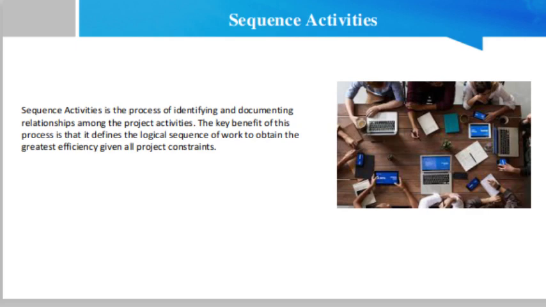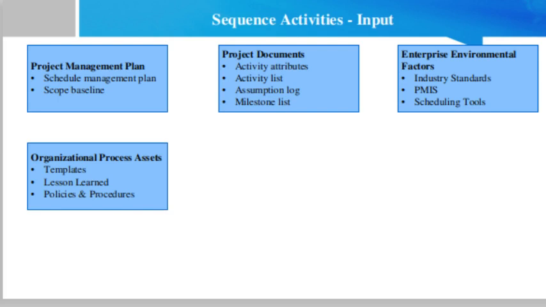The inputs for the sequence activities process include the project management plan, which is based on the schedule management plan. The schedule management plan defines the method used and the level of accuracy, along with other criteria required to sequence activities. Then the scope baseline: the project work breakdown structure, deliverables, constraints and assumptions documented in the scope baseline are considered explicitly while sequencing activities.